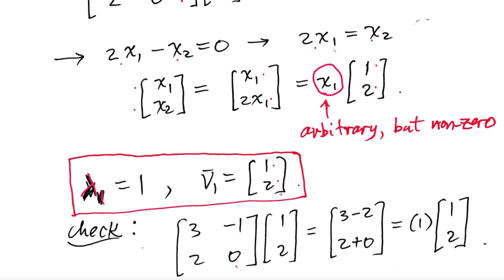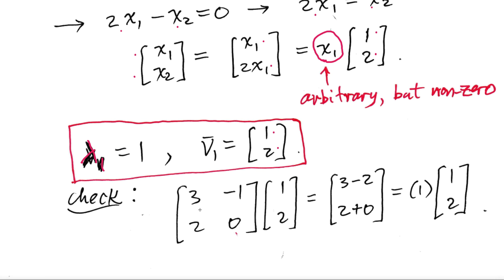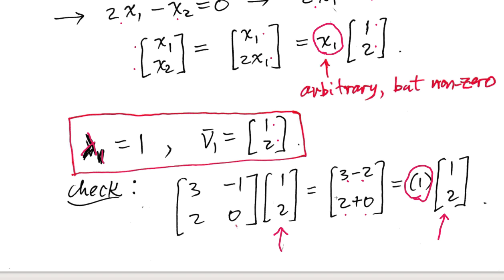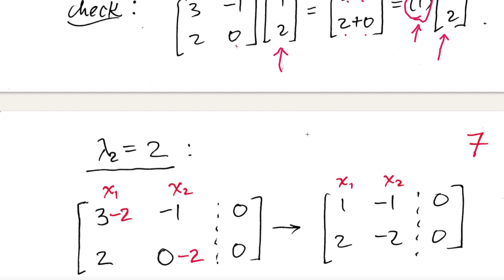Let's do a double check going back to our original definition. Here's my original matrix, 3, -1, 2, 0. I'm multiplying it by the vector 1, 2. And you can see I would get 3 minus 2, and then 2 plus 0, just multiplying here. That would give me the vector 1, 2, which is 1 times my original vector, 1, 2. So you see that 1, 2 is indeed an eigenvector of this matrix with associated eigenvalue 1.